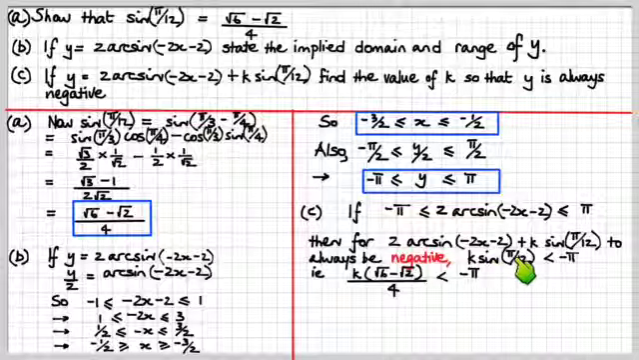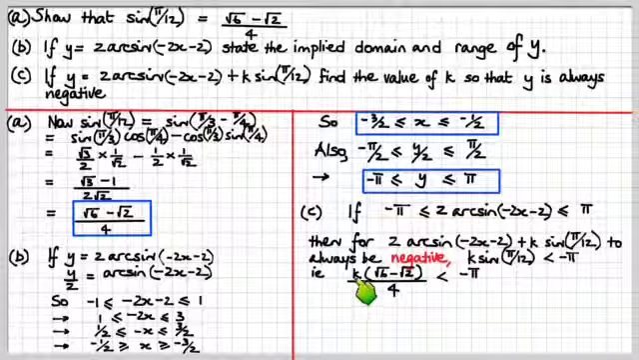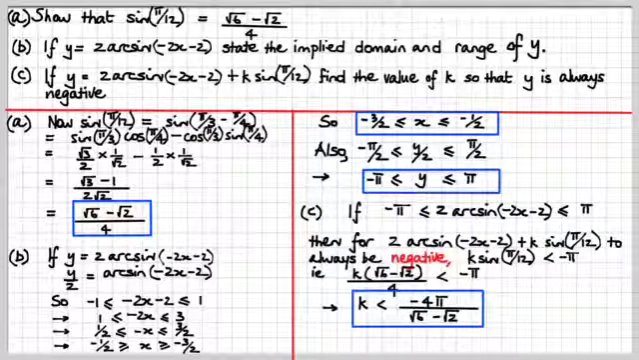k sine pi on 12 has to be less than negative pi, all right? Now, putting the number that we found in here for sine of pi on 12, which was root 6 minus root 2 all over 4, so k times that is less than minus pi. Solve it for k, and you get that. Yeah? Are you okay with that? Great. That's fine, and that's the answer to it, okay?